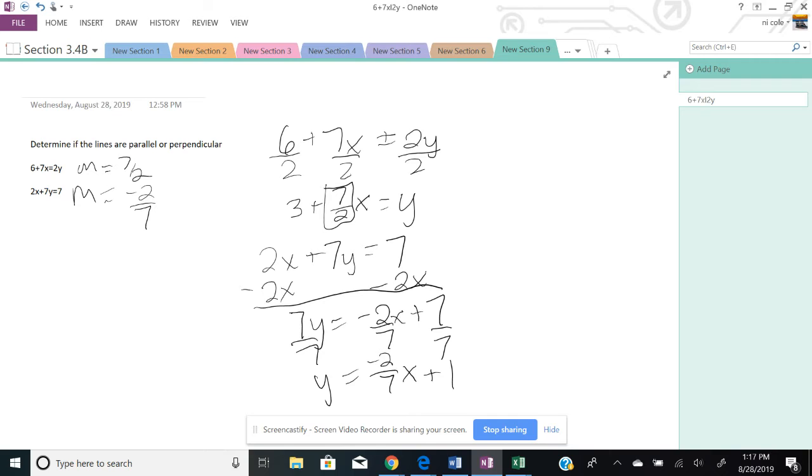All right, so now if I look at the first slope, it's positive and the second slope's negative. So that sets me up for perpendicular. Have the numerator and the denominator flipped? Are they reciprocals? Yes, the 7 became the denominator on the second one, and the denominator, the 2, became the numerator on the second one. So this makes them perpendicular.